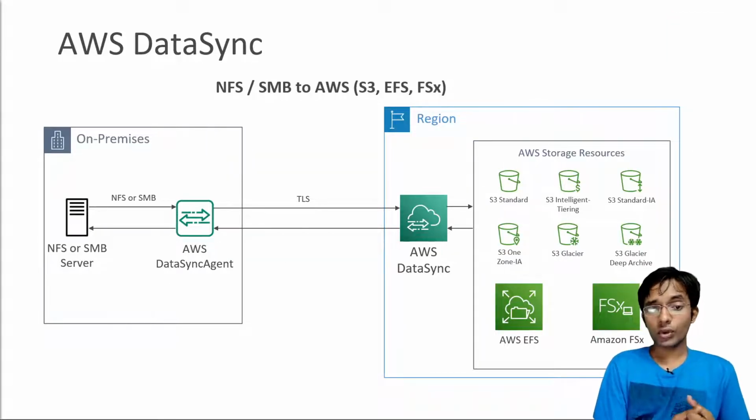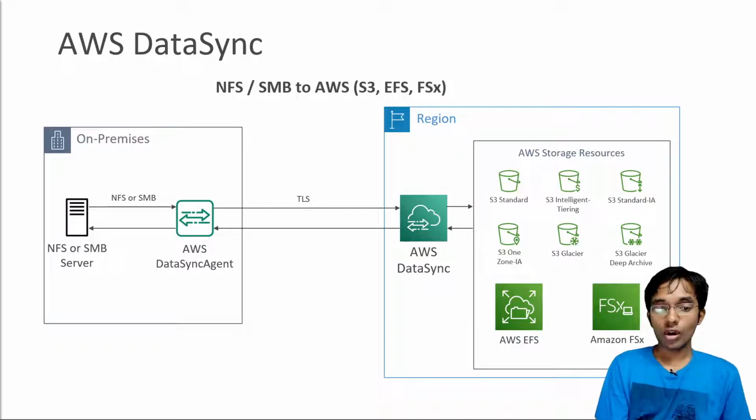So let's go into the first use case, where we replicate data from our servers into AWS using the NFS or SMB protocol, and the target is S3, EFS, or FSx. On premises we'll have our NFS or SMB server, and on AWS we'll have the AWS DataSync service running. As mentioned, we need to install the DataSync agent on premises, which will establish a connection using the NFS or SMB protocol directly onto our server.